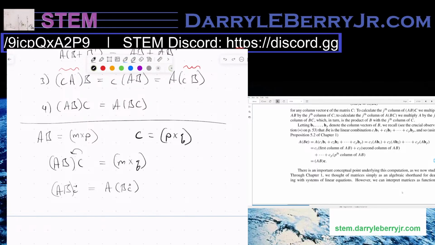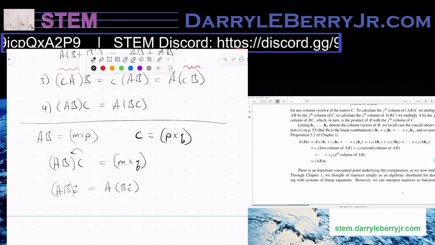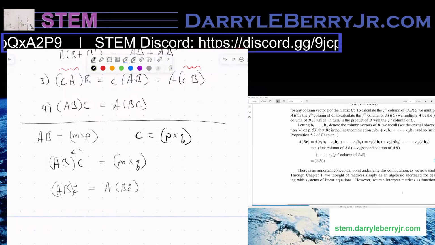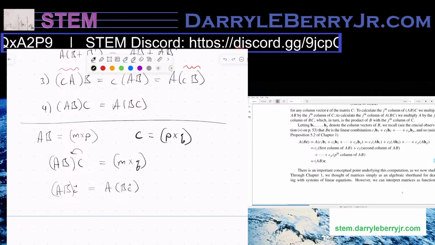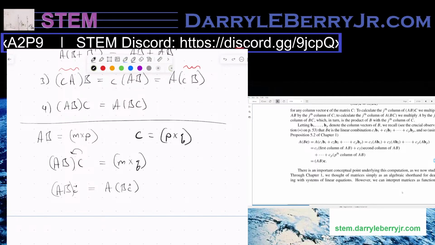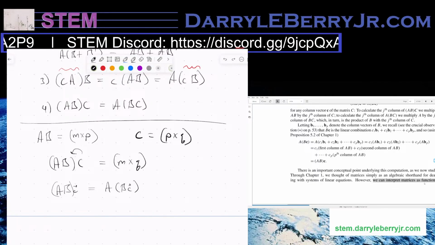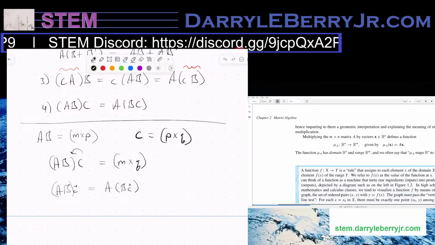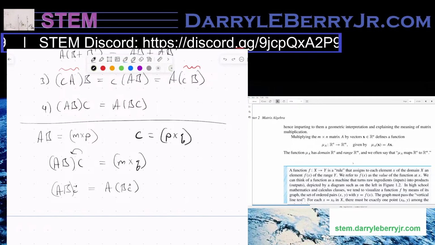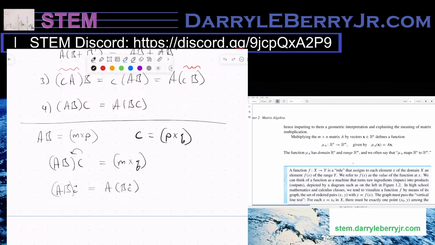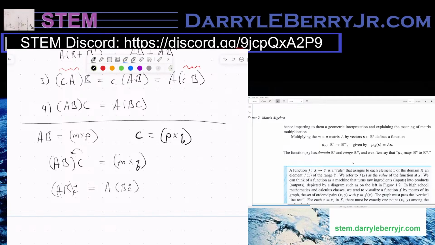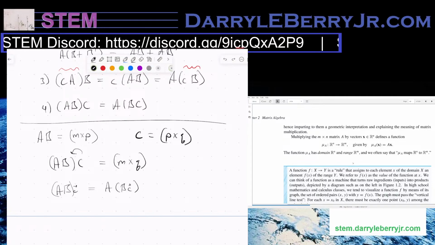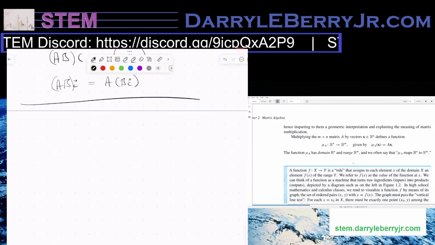This is an important conceptual point. There is an important conceptual point underlying this computation as we now study. Through chapter 1, we thought of matrices simply as an algebraic shorthand for dealing with systems of linear equations. However, we can interpret matrices as functions, hence imparting them the geometric interpretation and explaining the meaning of matrix multiplication. Multiplying the m by n matrix A by vectors x in Rn defines a function, right?